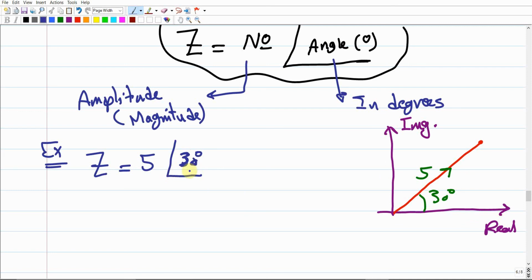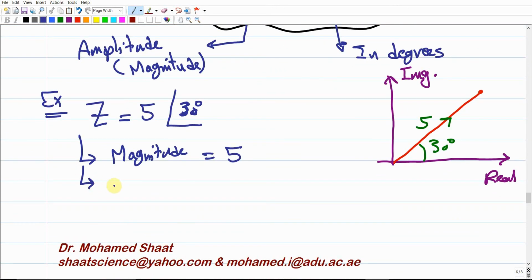Make sense? So this is another way of representing a complex number. You should understand that this is a complex number. And the magnitude, as we said, equals 5, or the amplitude equals 5, and its angle, which later we're going to call the phase angle, is going to be 30 degrees. Make sense?